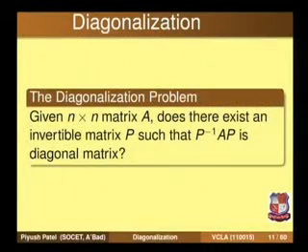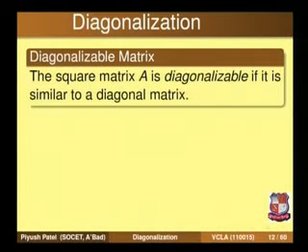So let us start with the problem. What is the diagonalization problem? Given an n by n matrix A, does there exist an invertible matrix P such that P inverse AP is a diagonal matrix? That is the diagonalization problem. That is, we want the diagonal matrix which is similar to the given matrix A. If so, then we call A a diagonalizable matrix, and the matrix P diagonalizes the matrix A.